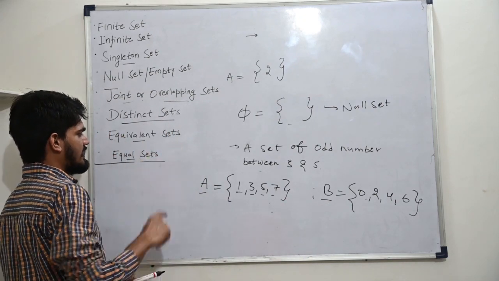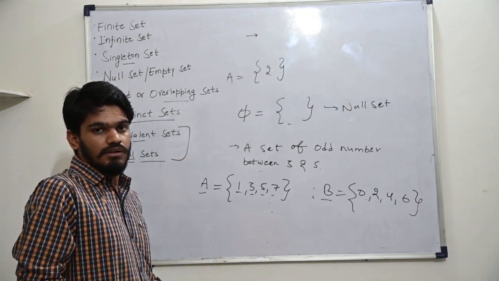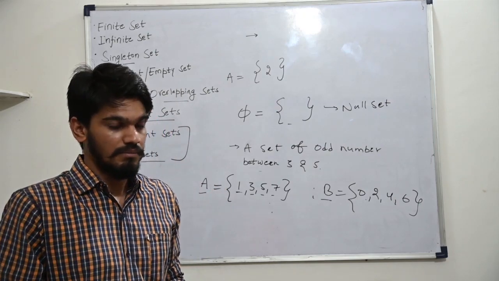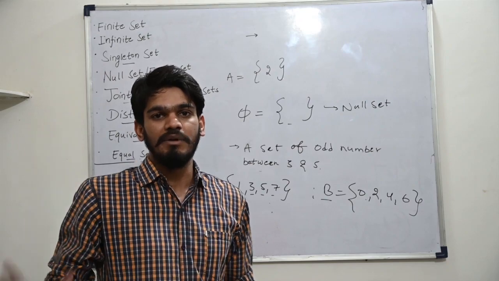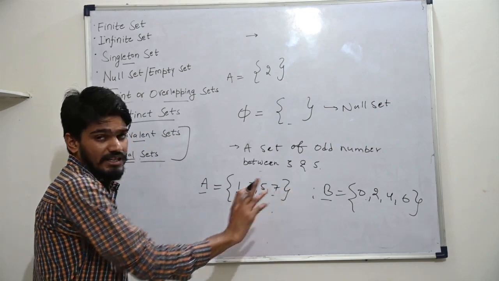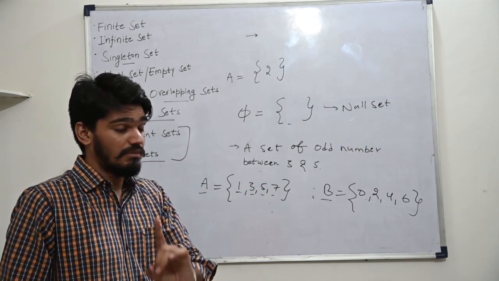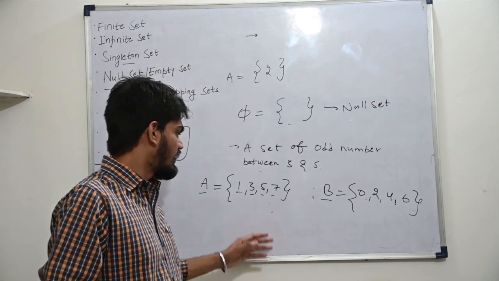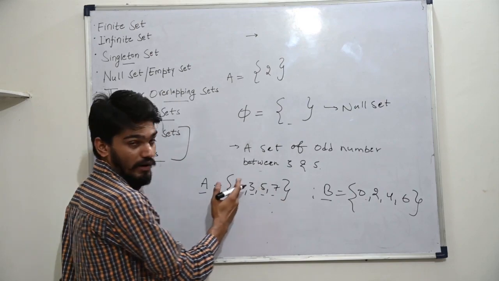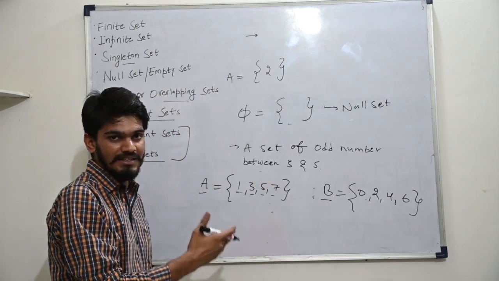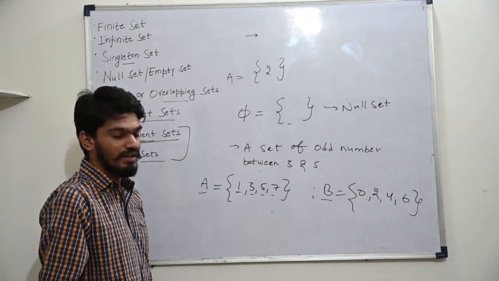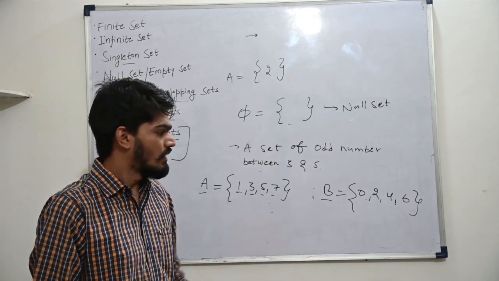Now we have equivalent sets and equal sets. Don't get confused by these names. Equivalent sets are when the number of elements is the same. Equal sets are when all the elements are the same. If you see these two examples A and B, all the elements are different, but the number of elements is the same. The number of elements, as we discussed in the starting, is the cardinal number. So we see 1, 2, 3, 4, 4 elements inside A, 4 elements inside B. When the number of elements is the same, they are equivalent sets. So we can say sets A and B are equivalent sets.